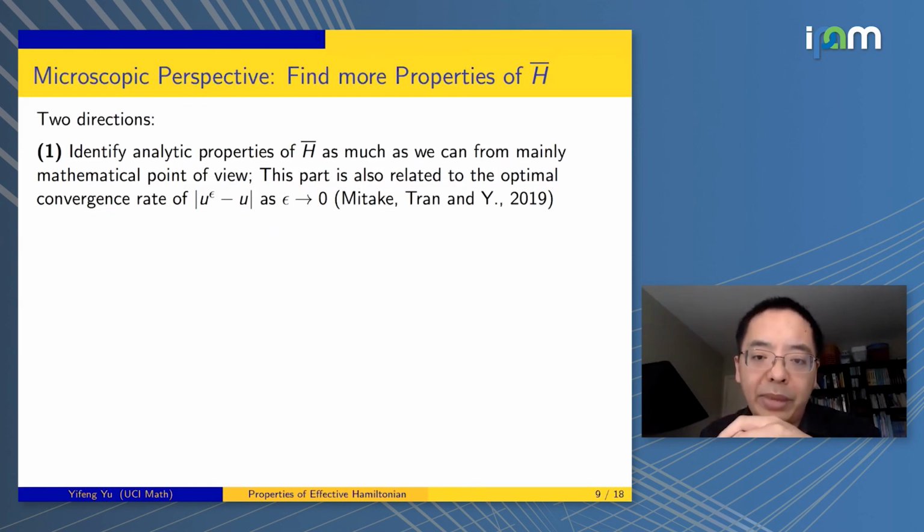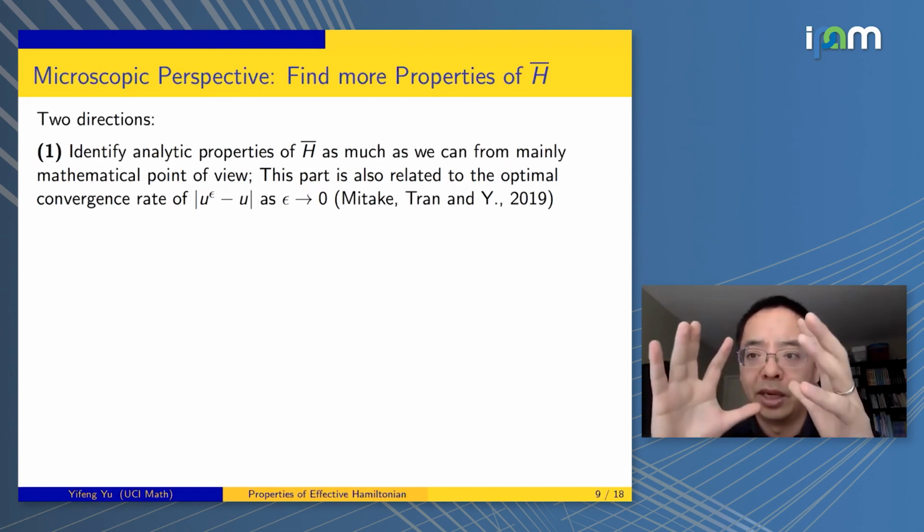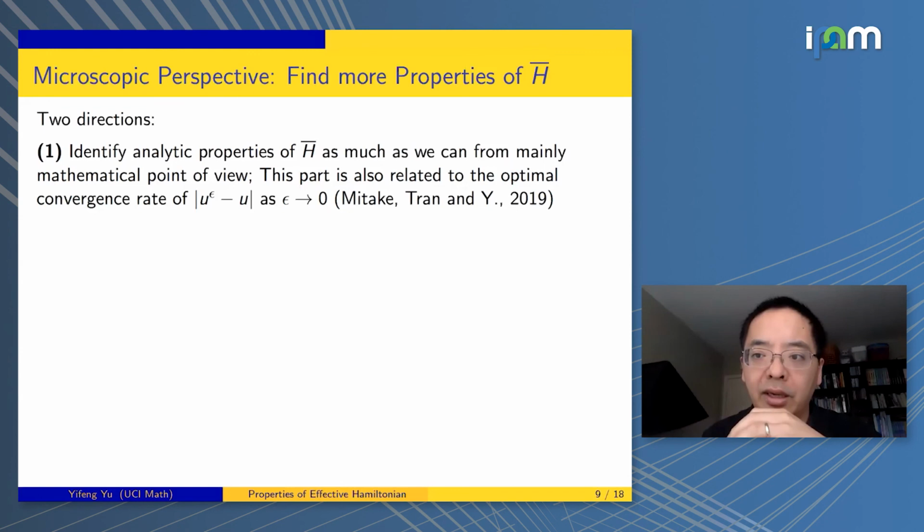So in a very recent paper I wrote with Hilo and Hom, we look at several different cases, especially when the dimension is bigger than 2. We basically find that if you want to derive the optimal convergence rate, let's say in terms of epsilon, then we have to impose some assumptions on the property of H bar. So that's what we need to derive the optimal convergence rate.